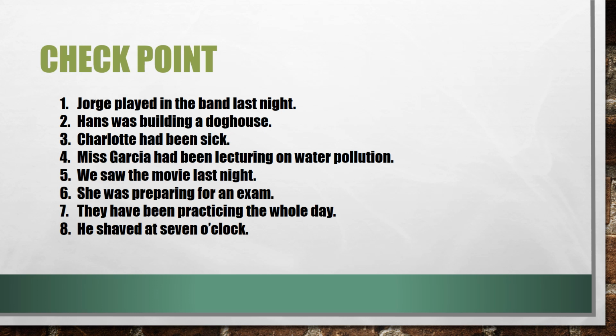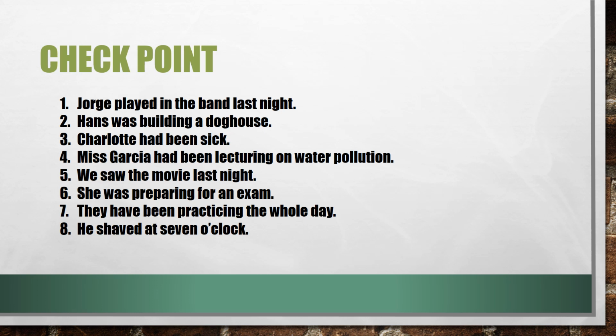Number 2, Hans was building a doghouse. If we look at the verb, we see it consists of be plus verb with -ing. There is no time mentioned, and the event is progressing, or was progressing. So this is a progressive aspect.